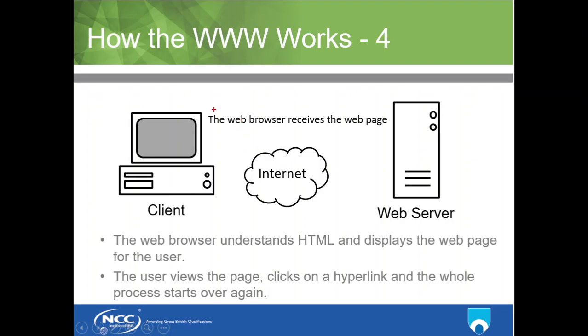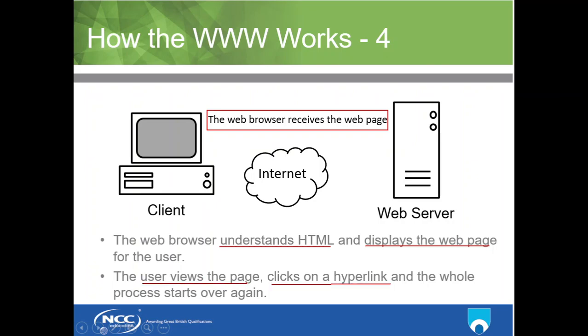The browser will receive the web page. When the browser receives the web page, it is able to understand the HTML and then display the web page for the user. So the user will view the web page and click on another link. In this particular course, we will be referring to links as hyperlinks. It's called a hyperlink. And the whole process will start over again.